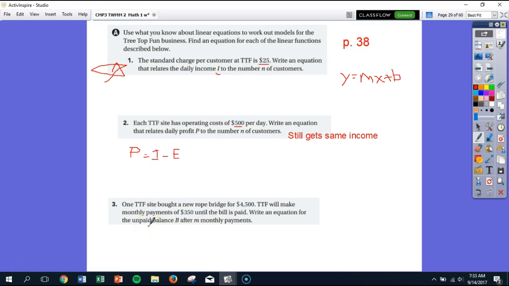Number 3 says one TTF site bought a new rope bridge for $4,500. Wonder if that's at time 0. TTF will make monthly payments of $350 until the bill is paid. Write an equation for the unpaid balance B after M monthly payments. This might be like a similar problem that we saw earlier.